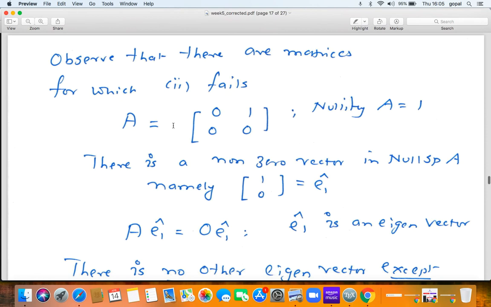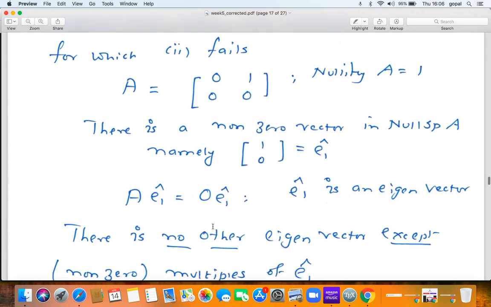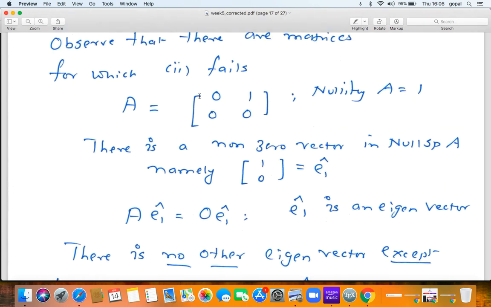And here is an example of a matrix A equal to 0, 1, 1, 0. What is the rank of A? 1. What is the nullity of A? 1. So there's a non-zero vector in the null space, and that vector is 1, 0. E1 is in the null space, and A e1 equals 0 e1. So 0 is an eigenvalue. There are no other eigenvalues. You can calculate the characteristic polynomial.